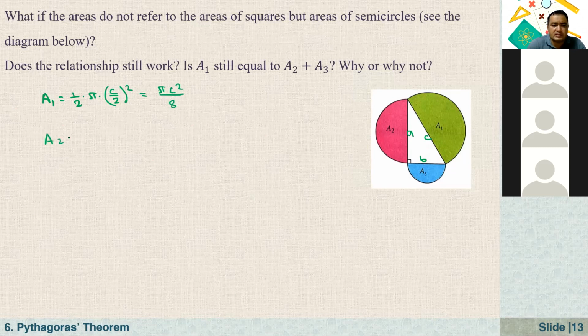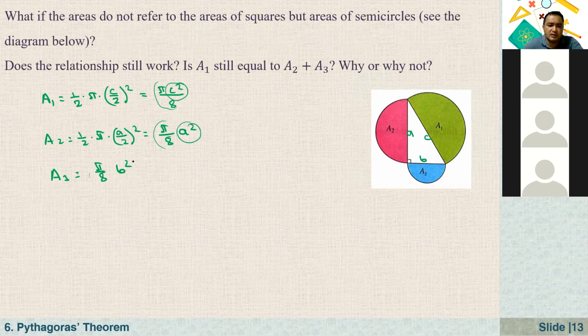And how about A2? In a similar way, A2 is 1 over 2 times pi times the radius squared, where A is the diameter. So the radius is A over 2 squared, which is equal to pi over 8 A squared. And also A3 will be equal to pi over 8 B squared. As I see here, pi over 8, pi over 8, pi over 8. If you divide all sides by pi over 8, then we will have again C squared equal to A squared plus B squared. So now it's not only about the sides, also it is about the areas. I mean, that is the use of this Pythagorean theorem.